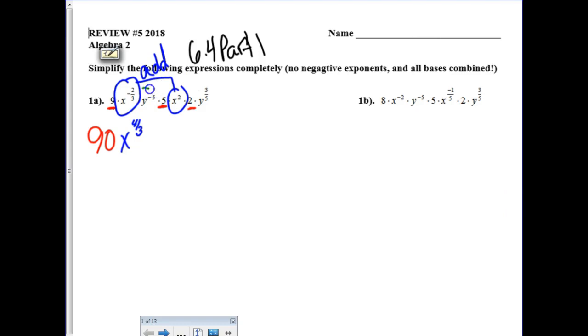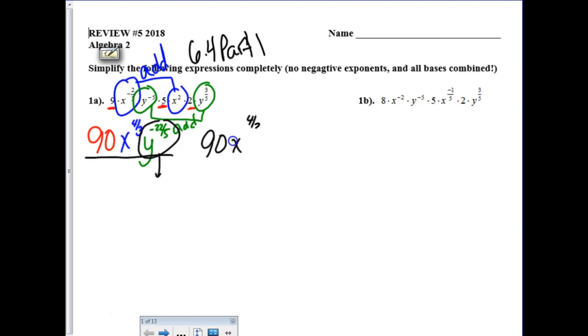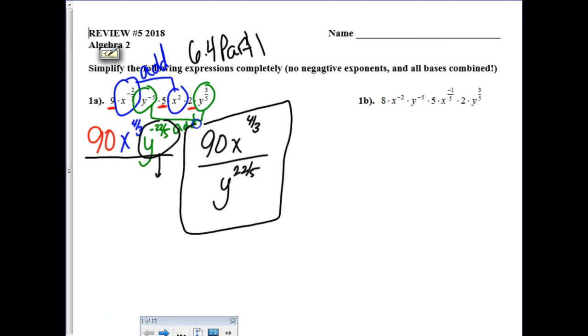And then you're going to use the same property on the y's. We have y to the negative 5th and y to the 3/5. And when you add those together, I'm going to run out of room here, you get y to the negative 22/5. Is that right? Gross. All right, so the problem here is that you can't have a negative exponent. That's one of the rules. So this term, y to the negative 22/5, is going to have to move to the denominator. So the 90 can stay, the x to the 4/3 can stay, but now we have a positive exponent on the y to the 22/5, since you moved it to the correct side of the fraction bar.